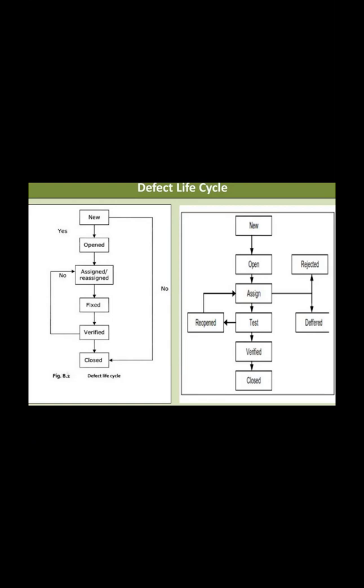You are identifying a new defect, then open the defect, assign the defect, you check whether the particular module is very important or not. If you are able to eliminate it, you try to eliminate the defect. If you are not able to eliminate it, remove the corresponding code and it is rejected and defined. Then you go for the testing, we check whether it is eliminated.